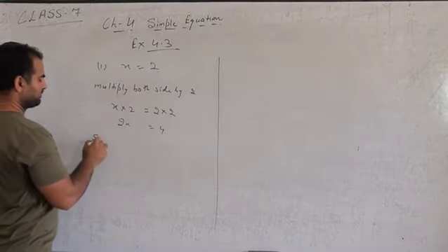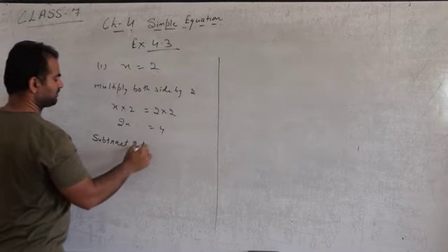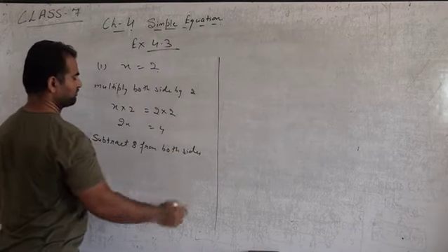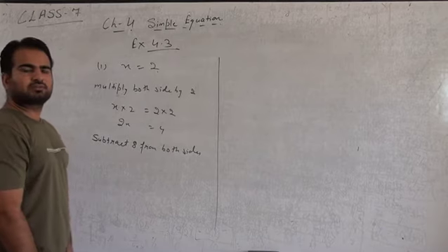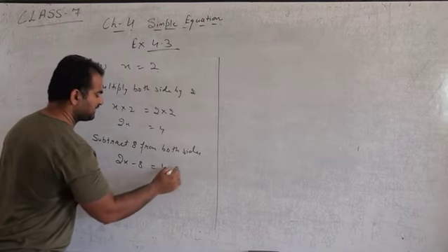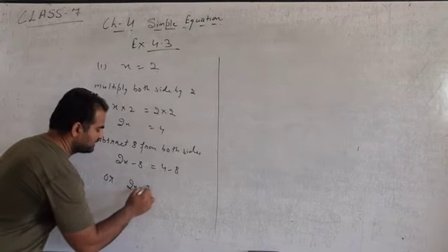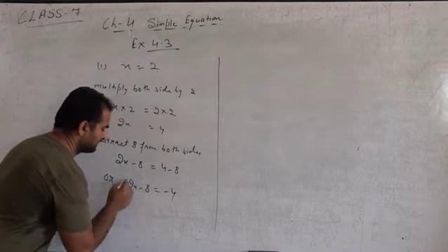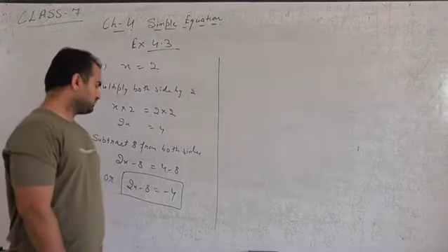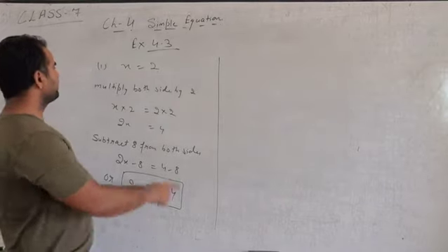Then subtract 8 from both sides. So it will be 2x minus 8 equals 4 minus 8, or we can say 2x minus 8 equals, what is 4 minus 8? Equals minus 4. This is our equation. So what we have done is, our equation is 2x minus 8 equals minus 4. This is our equation from x equals 2.